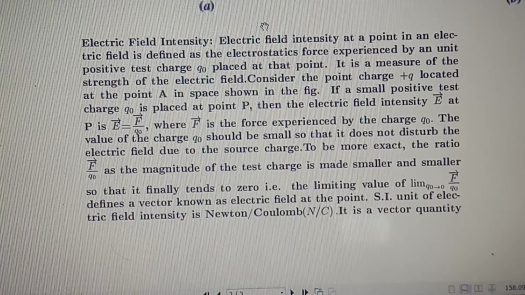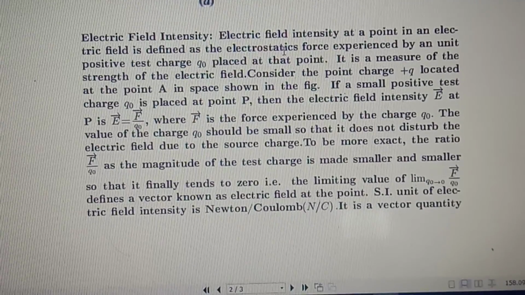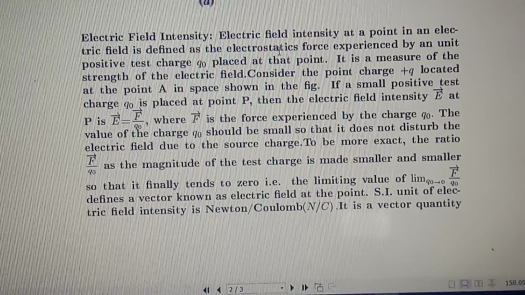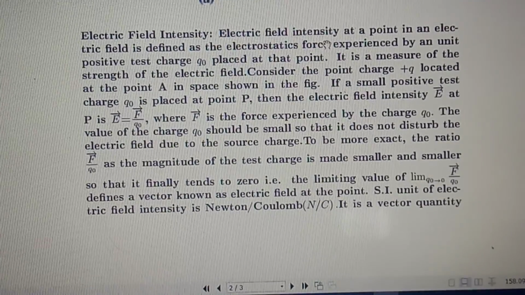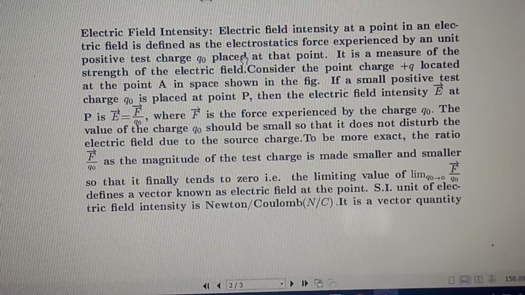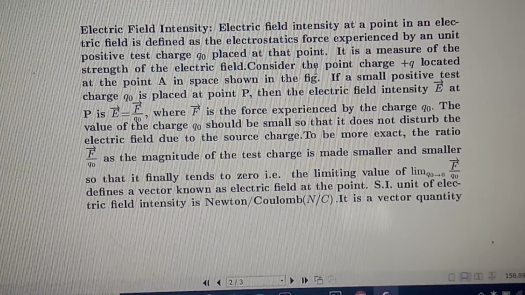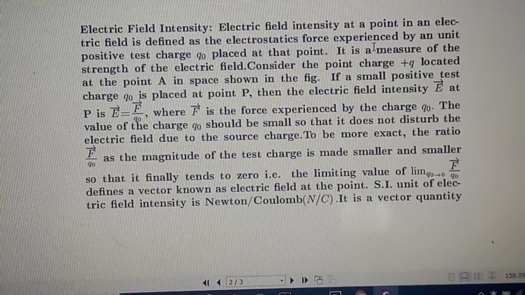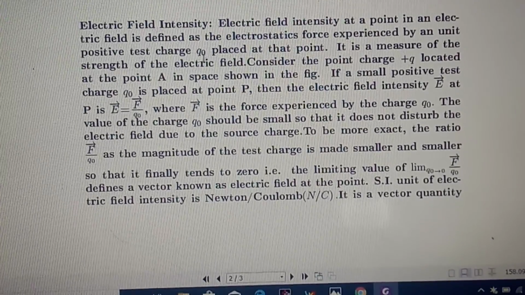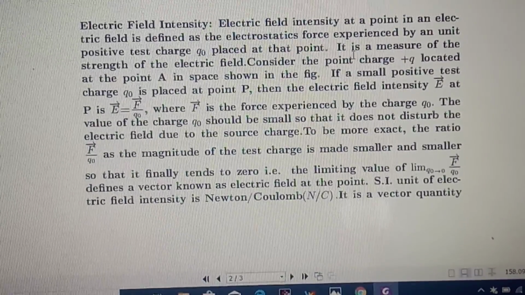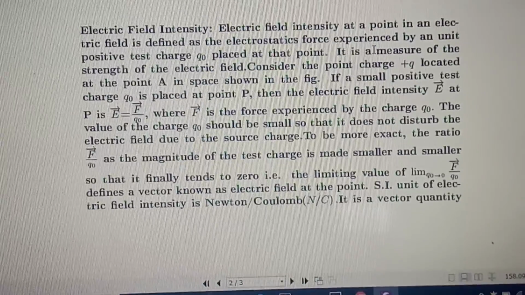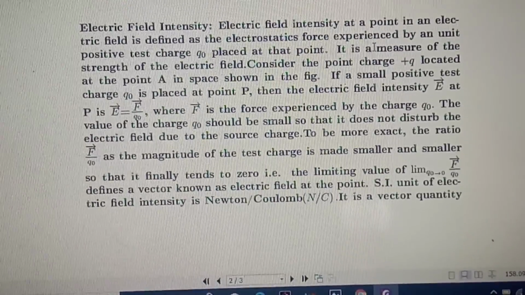Now let's jump to the electric field intensity. So how will you define the electric field intensity? Actually, electric field intensity at a point in an electric field is defined as the electrostatic force experienced by a unit positive test charge placed at that point. It is a measure of the strength of the electric field at a point in the electric field.